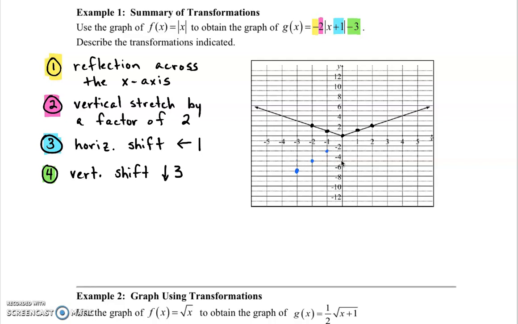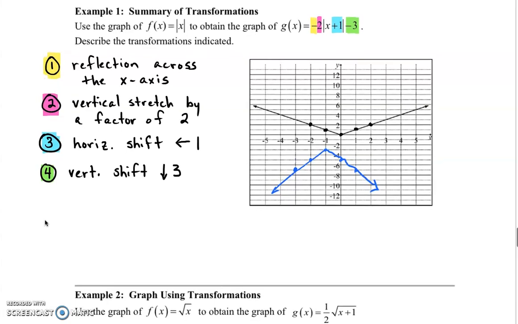And then by the symmetry, we can just fill in our other points. Or if you wanted to, you could use the same shifting. So reflect, multiply by 2, left 1, down 3, etc. So here is what we ended up with. Let's go to Desmos and see if that is correct.